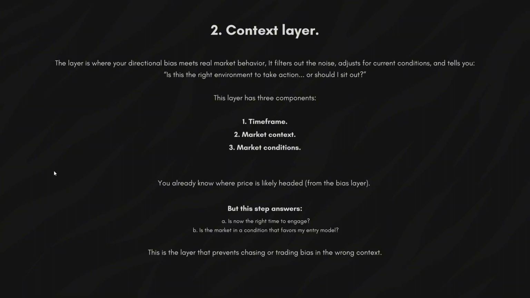So once you've figured out and built the directional bias for the day, meaning you know in which direction we are going to have a range expansion, and when, where that range expansion is going to originate from, and where it is going to end. Once you've figured out all of those three elements, you then move on to the next layer, which is the context layer. This is the second layer of our framework, and this layer is basically where your directional bias meets real market behavior.